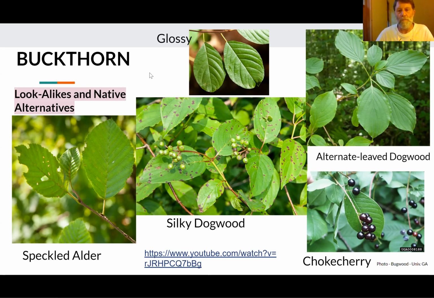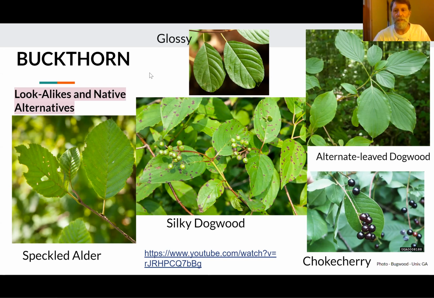Silky dogwood, the center one there, has those curved veins that sort of work their way up towards the tip of the leaf. But the thing is on those, they are opposite branched, and as you can see there, their fruits are sort of in a cluster that extend out from the branch, as opposed to the common buckthorn, where the fruits are on fairly small, short little stems right next to the branch.